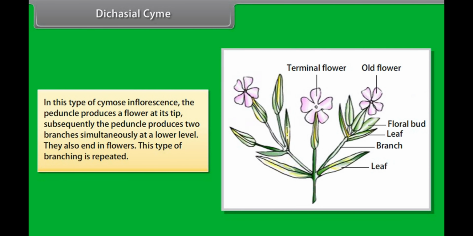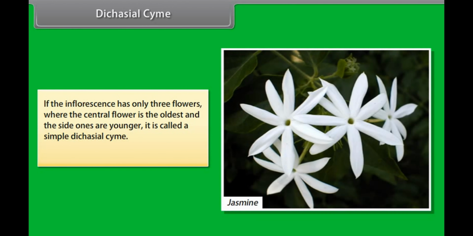Dichasial cyme. In this type of cymose inflorescence, the peduncle produces a flower at its tip. Subsequently, the peduncle produces two branches simultaneously at a lower level. They also end in flowers. This type of branching is repeated. If the inflorescence has only 3 flowers, where the central flower is the oldest and the side ones are younger, it is called a simple dichasial cyme. Example, jasmine.